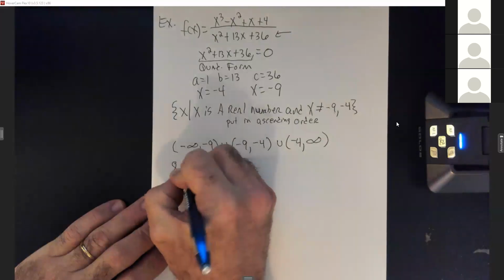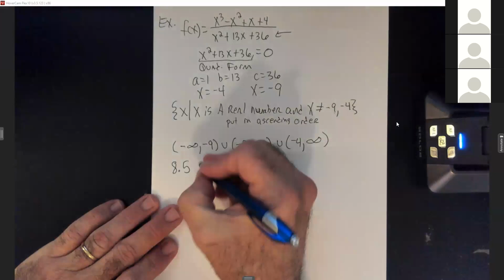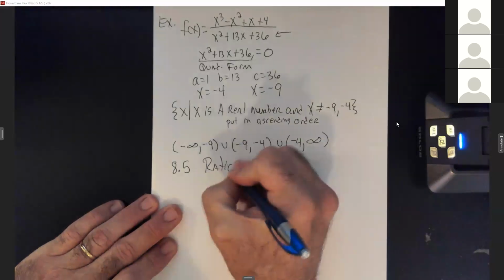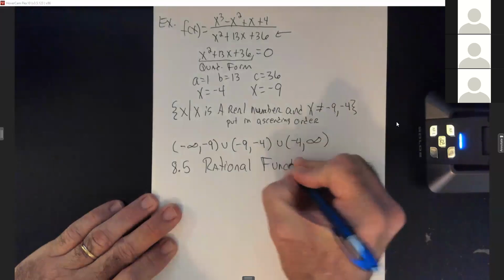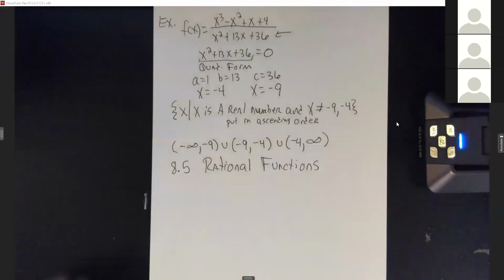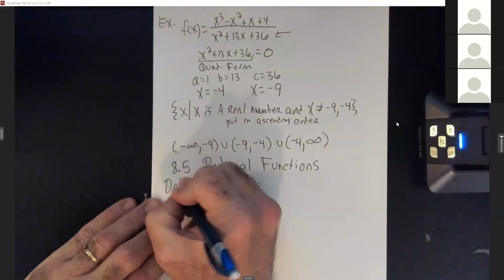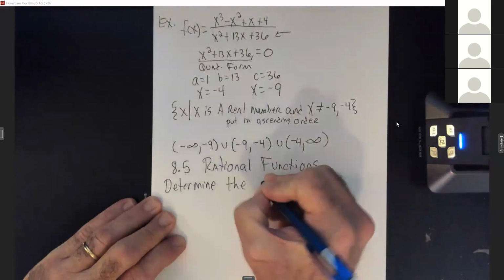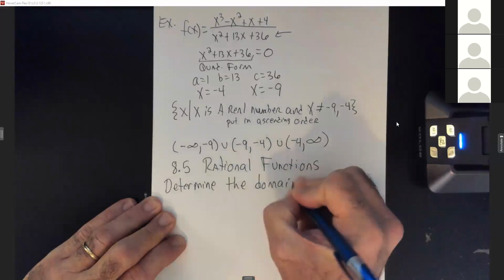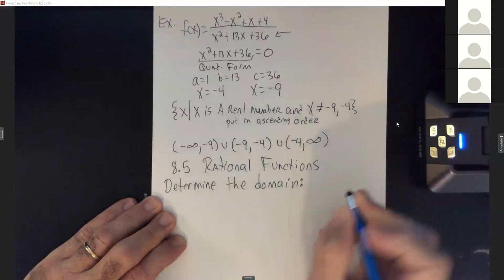Alrighty, so 8.5 is actually rational functions. So we will get a start on this, but we won't do much. Pretty much definitions and stuff after I do the first problem, okay? So check this out. Look what the first problem in here is. Determine the domain. Every time you see rational, think fractions.